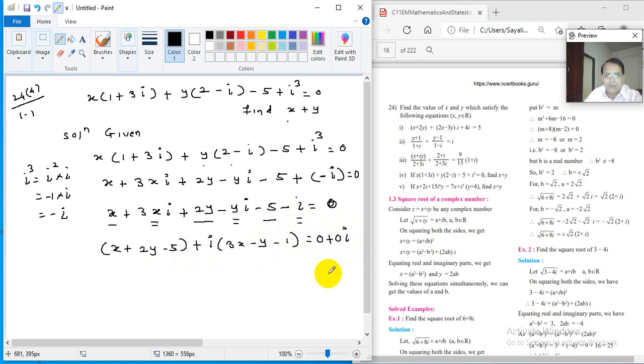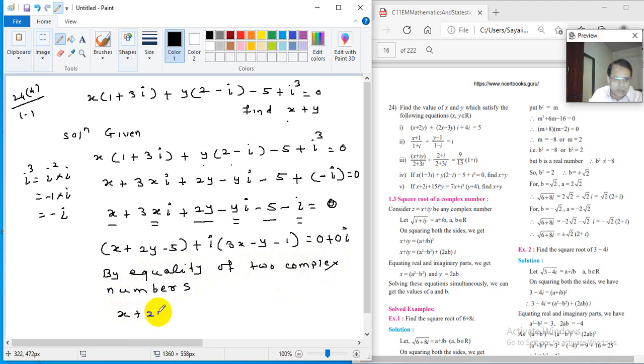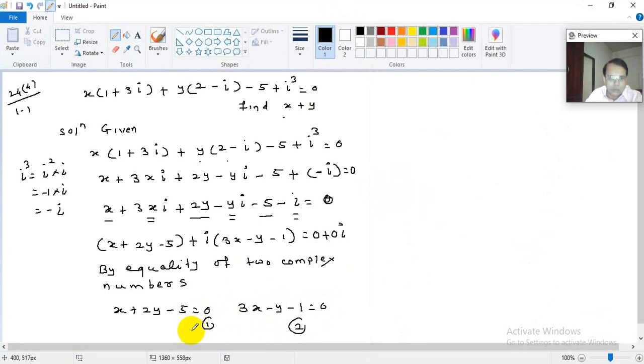Now you use equality of complex numbers. By that we know that real parts must be equal and imaginary parts must be equal. So by equality of two complex numbers, we get x + 2y - 5 = 0 and 3x - y - 1 = 0. Say this is equation 1 and this is equation 2. Now what I have to do is solve these two.